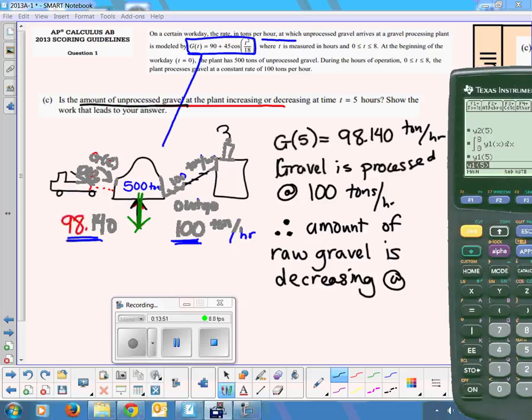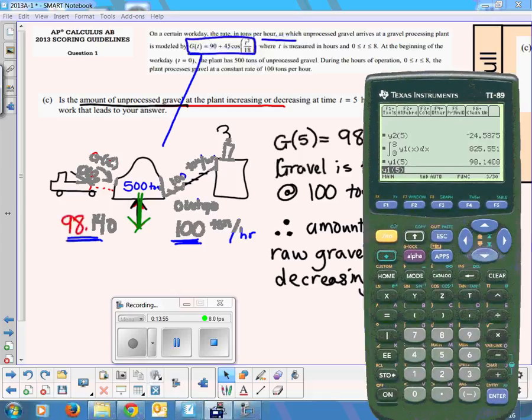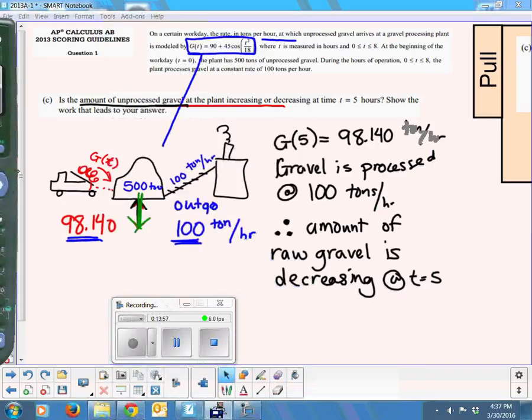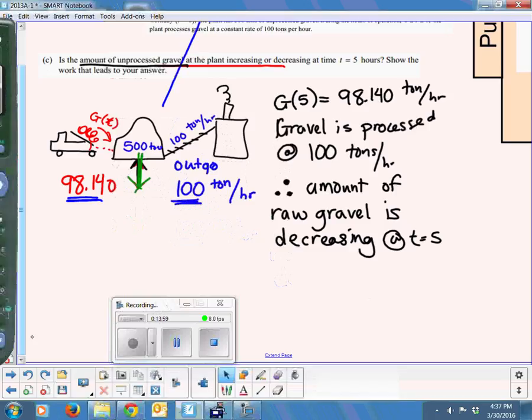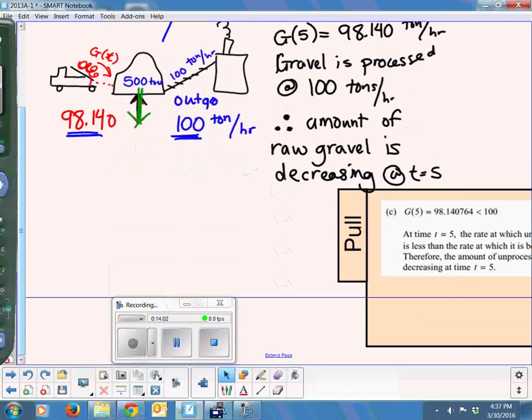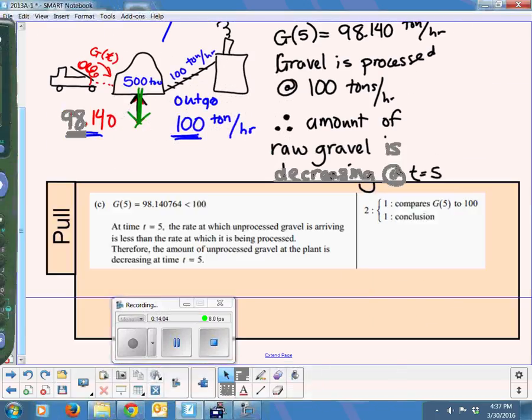And just to be thorough, I'm going to say at t equals 5. Let's see how we did. Well, we got 2 points for the last two. Maybe this is worth 2 points. I don't know. Let's find out. 2 points. Well, let's see.